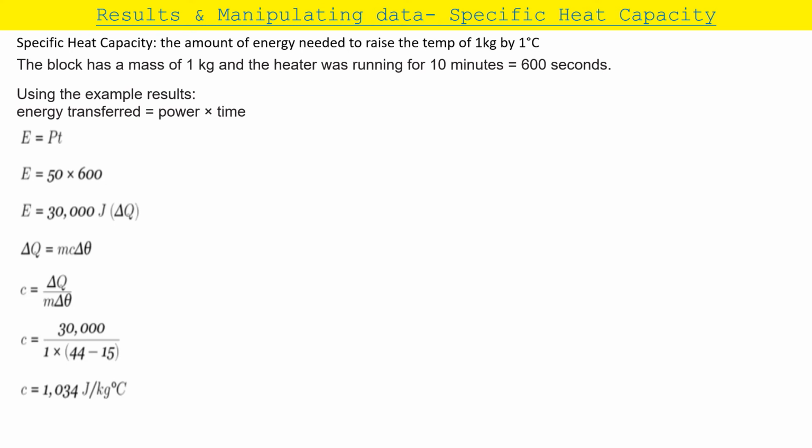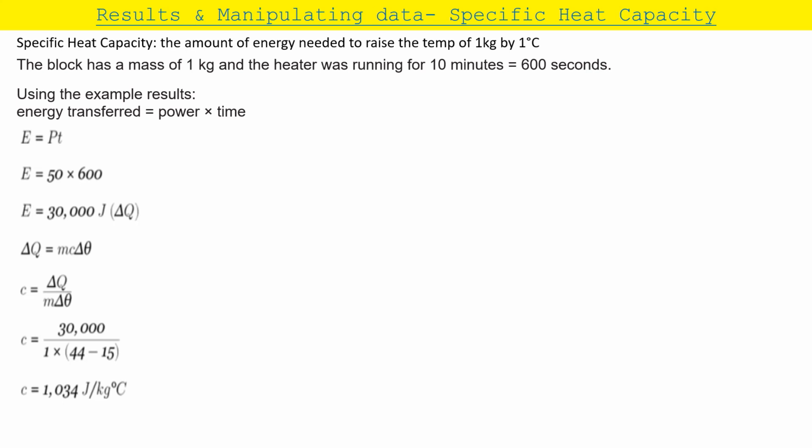So energy transferred is equal to m, which is the mass of the block, c, which is specific heat capacity, and this little triangle is called delta, and that means change. And the last little circle that looks like a 0 with a line through it is called theta, but that's just change in temperature. Now, to work out the specific heat capacity, we need to rearrange that equation to make c the subject. So we put c to one side, and then change in Q over mass times change in temperature.